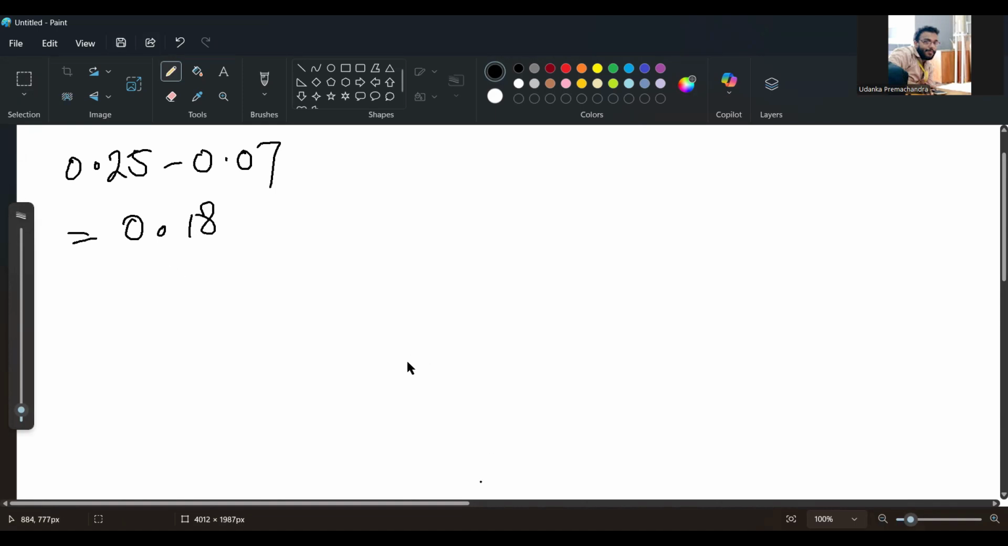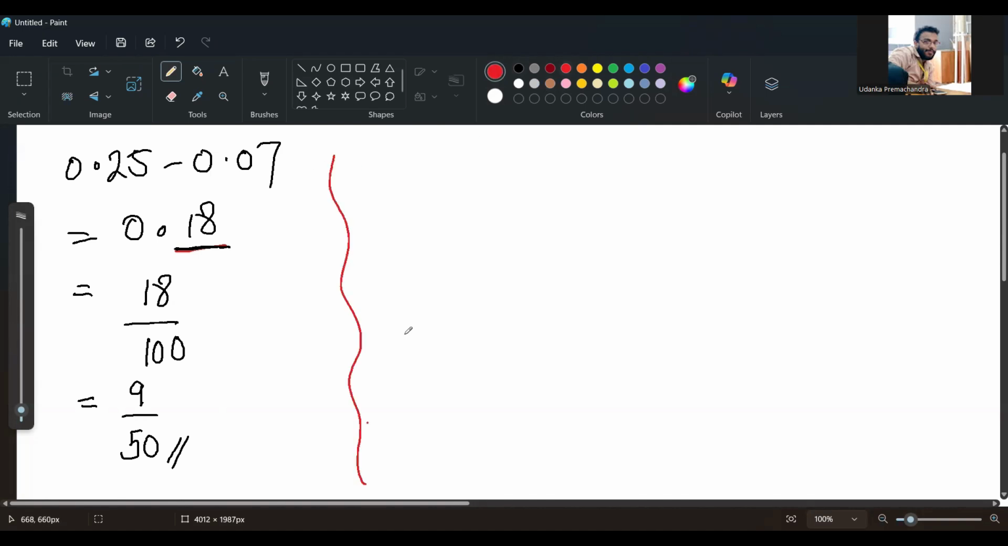Actually, you can write this one as what? 0.18 when you subtract this one. You can write this one in fraction form. If they are having two decimal points, actually it's divided by 100. If they are having two decimal points, 18 actually divided by what? 100. Now you can simplify this one. You can divide both by 2. It's 9 over 50. That's the first one.